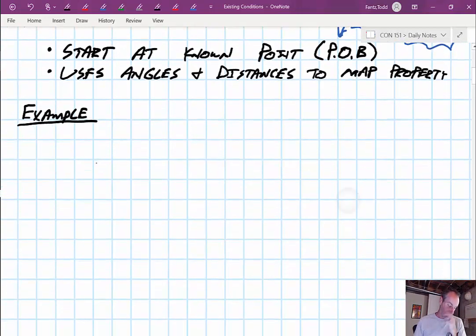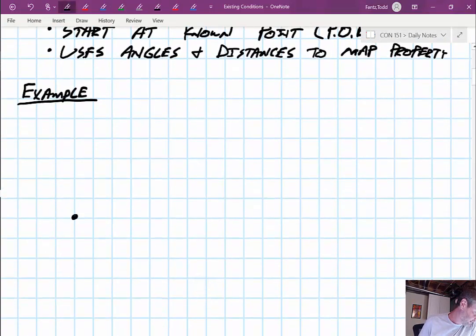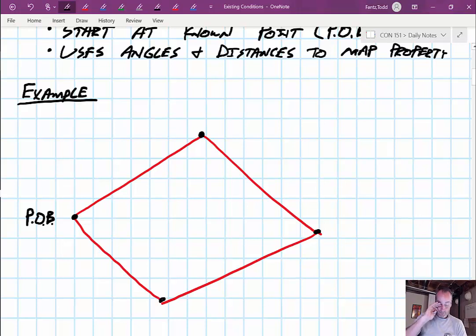Say I wanted to start at our point of beginning, and we're going to call this our point of beginning right there, so POB, and let's say our property looks something like this. Say it went up over to here, and then maybe down to there somewhere, and then over here and over here. Don't break out your protractors, because this is just estimating to give you an idea of what it would look like. But let's say that's our property.